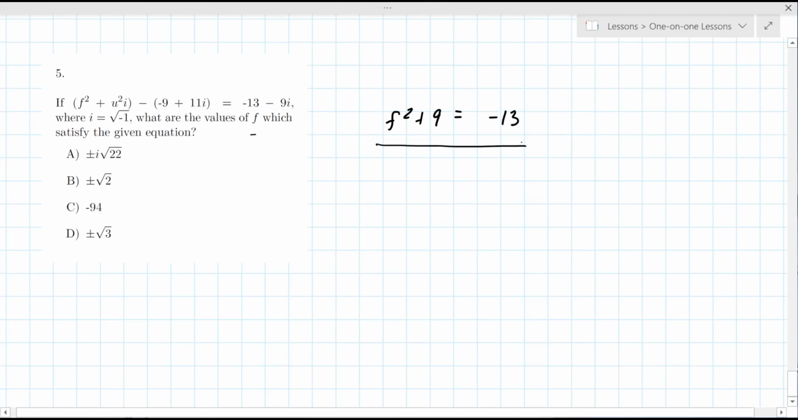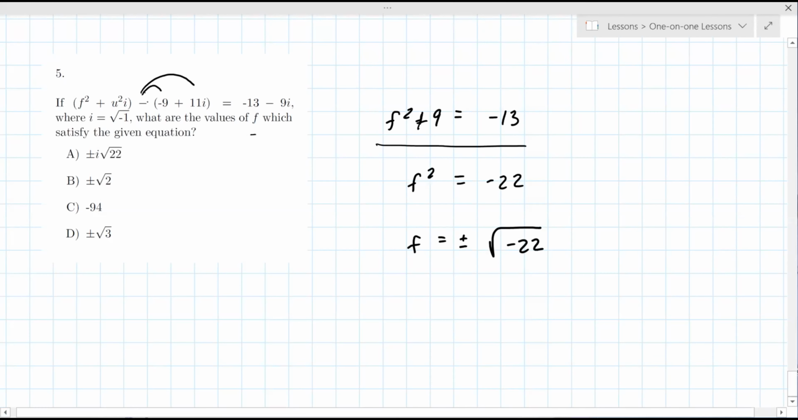What I just wrote is the equation you end up solving to answer this question. Yeah, that's what I got. Is it B? So if you move the 9 to the other side, you get f squared equals minus 22. And the square root here, you get f equals plus or minus the square root of negative 22. Oh, wait. So I had f squared minus 9 equals negative 13. So this negative goes to both, and that's why it becomes a plus 9 there.